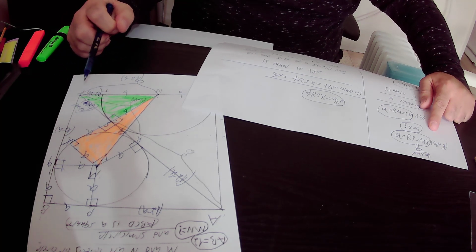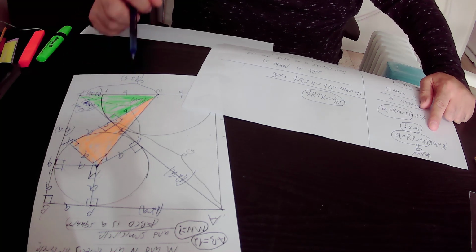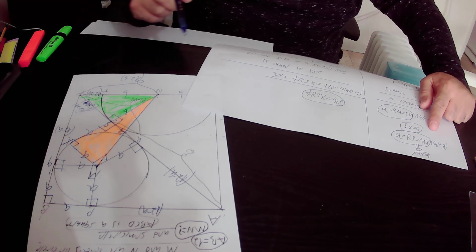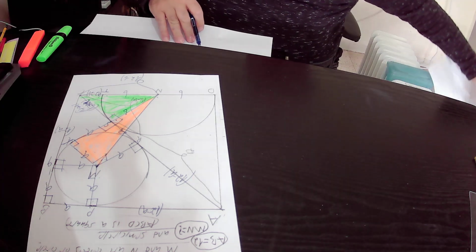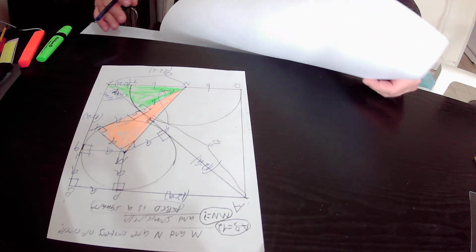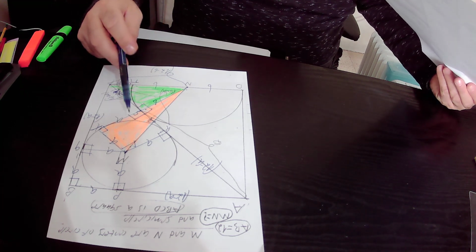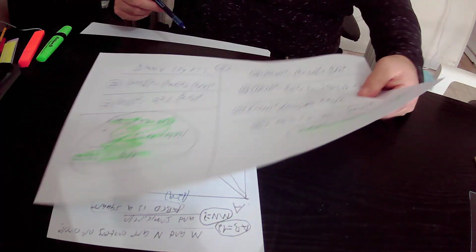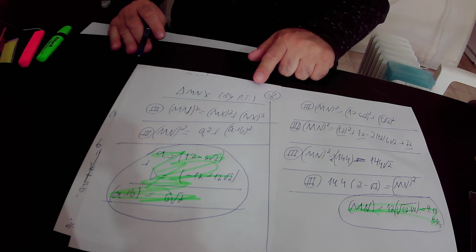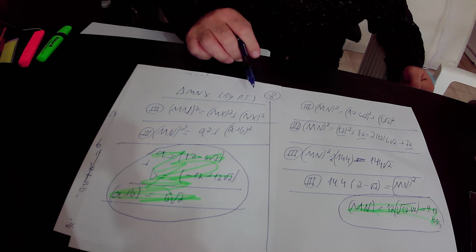Then we focus on the orange right triangle, triangle MXN, and we implement the Pythagorean theorem. According to the Pythagorean theorem, the square of the hypotenuse equals the sum of the squares of the perpendicular sides. The hypotenuse is MN, so MN squared must equal MX squared plus NX squared.